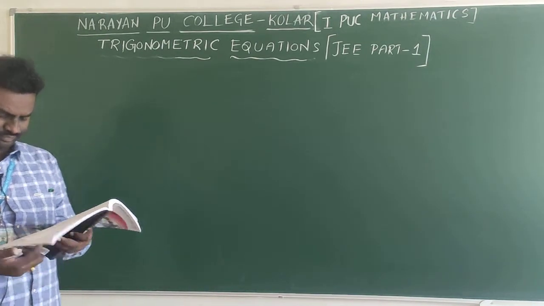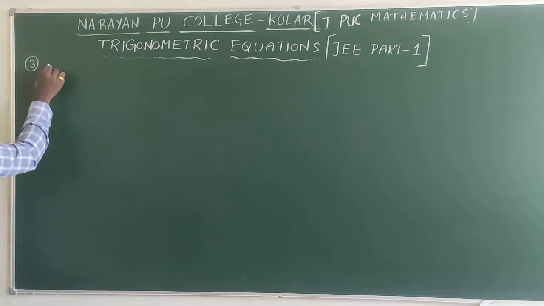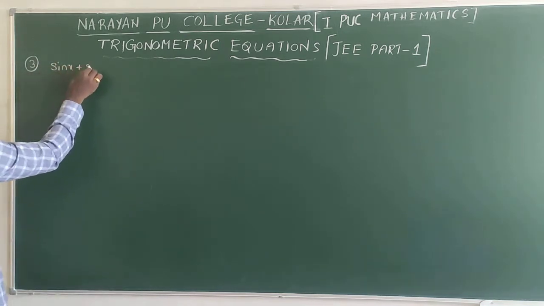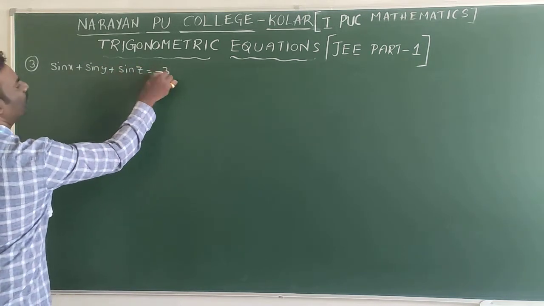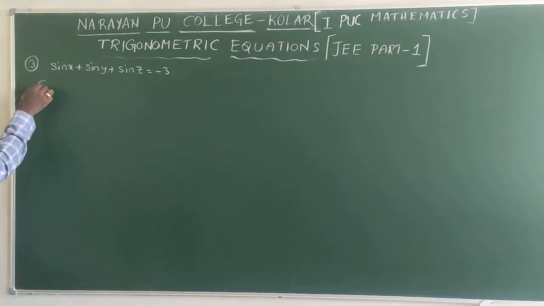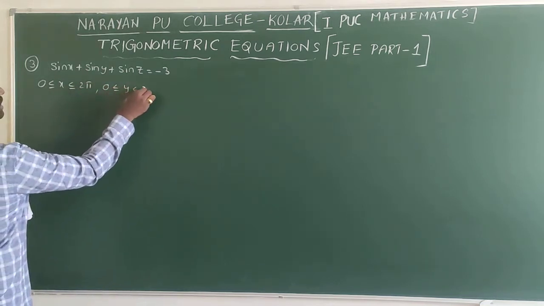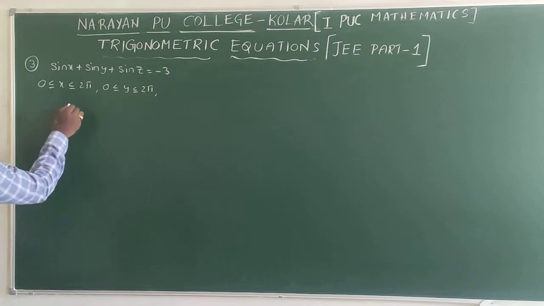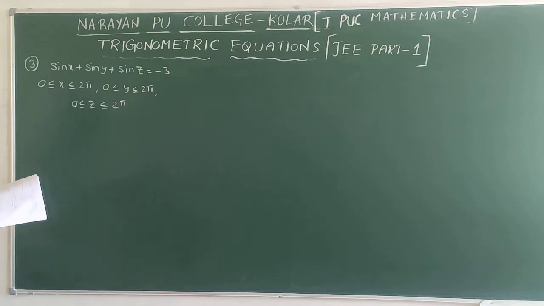Third question. For third question, the equation sin x plus sin y plus sin z is equal to -3, and 0 less than or equal to x less than or equal to 2 pi, 0 less than or equal to y less than or equal to 2 pi, 0 less than or equal to z less than or equal to 2 pi. So we need to find how many solutions you will get.